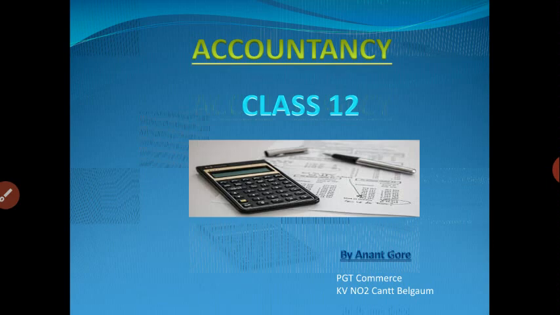Finally, we have to total both sides, write the larger total on both sides, and find the difference. If there is a debit side difference, it is treated as profit, and this profit you have to distribute among the partners in their ratio and transfer to the partners' capital accounts. If there is a credit side difference, it is treated as a loss of the profit and loss appropriation account, and this loss you have to distribute among the partners in the ratio and also transfer to the partners' capital accounts.